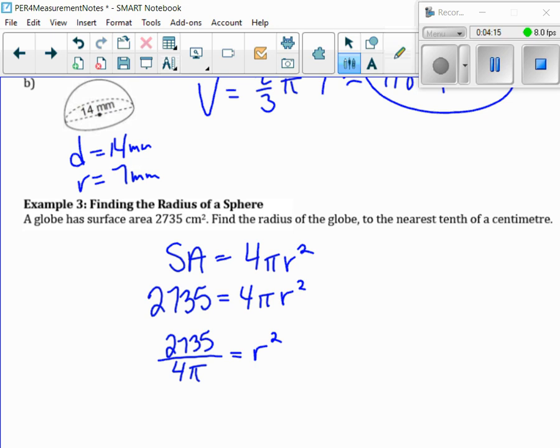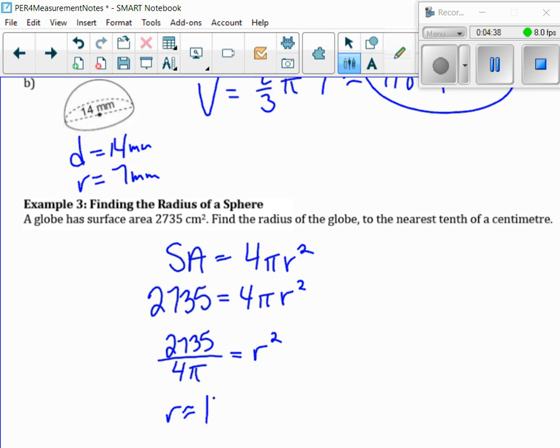Okay, so keep that as your answer, remember. And then that's what r squared is. That's not what r is. So right now, I get 217.644, blah, blah, blah. Yes? That's what r squared is. So now what do I do to figure out what r is? Square root it. So I go square root the answer.